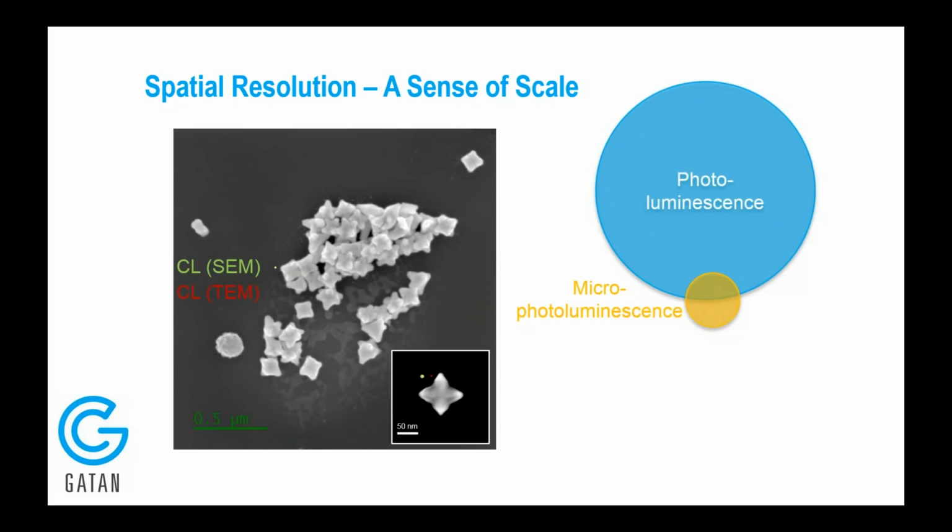If you go to a different type of electron microscope, a transmission electron microscope, the potential spatial resolution is again improved, and people have demonstrated something of the order of 1 nanometer of spatial resolution in that type of instrumentation. So really, there is a fantastic advantage in being able to get optical information at nanometer length scales using cathodoluminescence. And that's one of the reasons that it's so attractive.